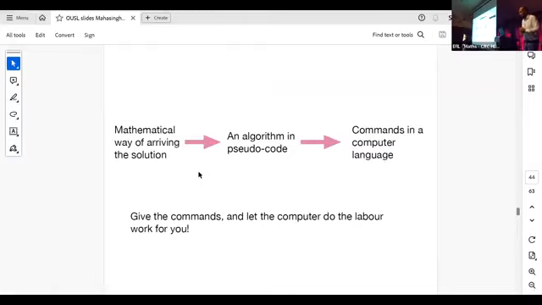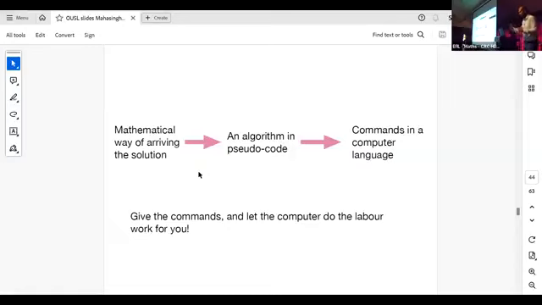So mathematical way of arriving at a solution, there are mathematical algorithms. So we have such a thing as pseudocode, right? You don't start by programming it in a programming language, but you write the codes, you give the instructions, right? Algorithm is actually a set of instructions that you give to a computer. So first you translate it to the algorithmic language, and then you translate it into the computer language.